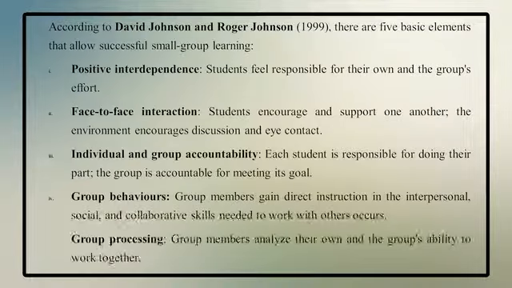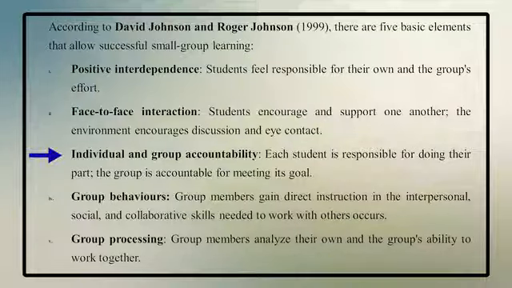According to David Johnson and Roger Johnson, who in 1999 identified 5 basic elements that allow successful small group learning. They are positive interdependence, in which students feel responsible for their own and the group's effort; face-to-face interaction, in which students encourage and support one another. The environment encourages discussion and eye contact.